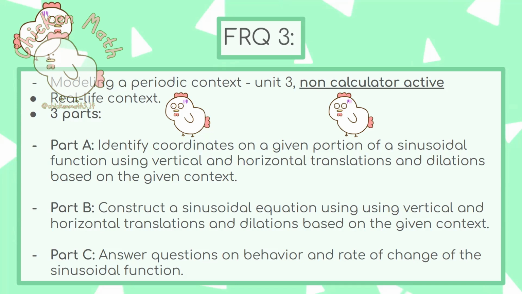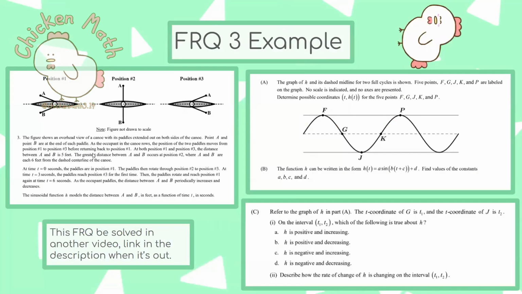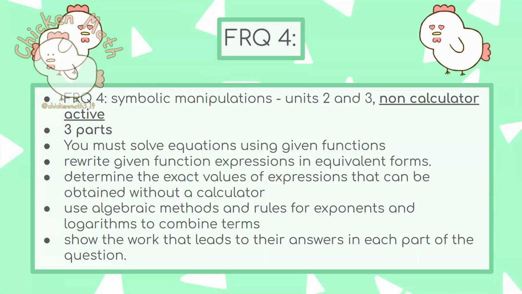And then part C, you're going to be answering questions on the behaviors and the rates of change of said function. So right here, you're given your context, and then you're given your sinusoidal wave, and you identify your points, you write your equation, and then you answer questions on the behaviors, so positive, increasing, those kinds of things, and rates of change. All right, so the last FRQ you'll have on the exam is FRQ 4.